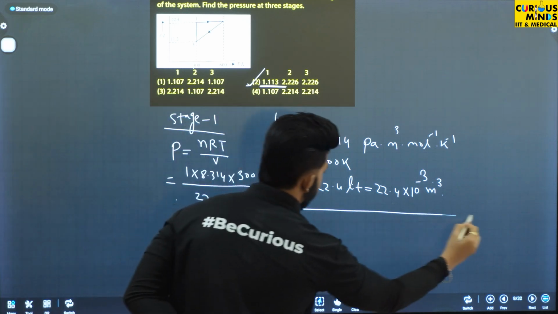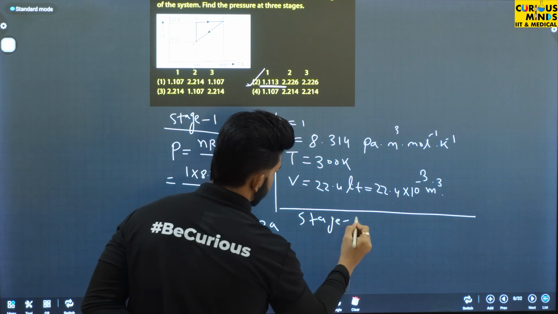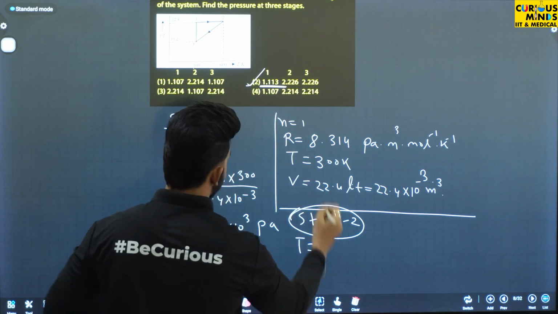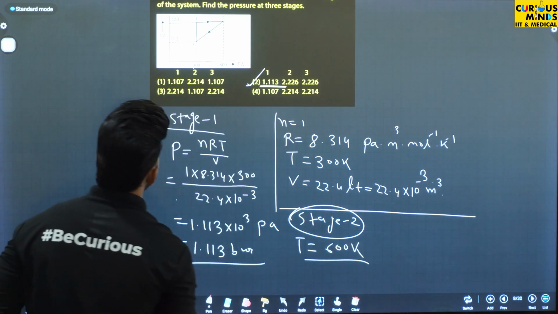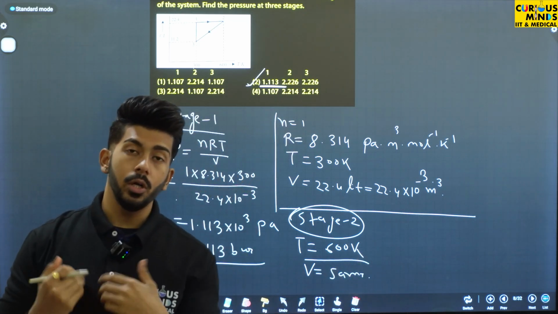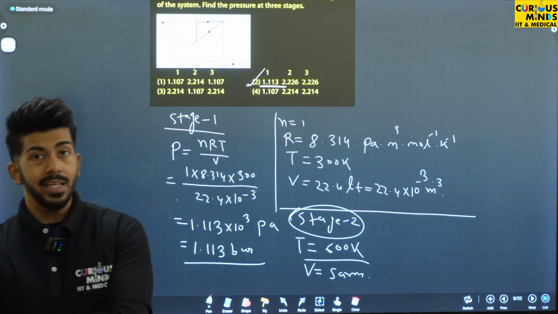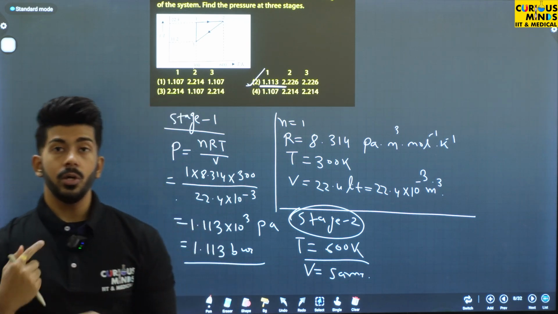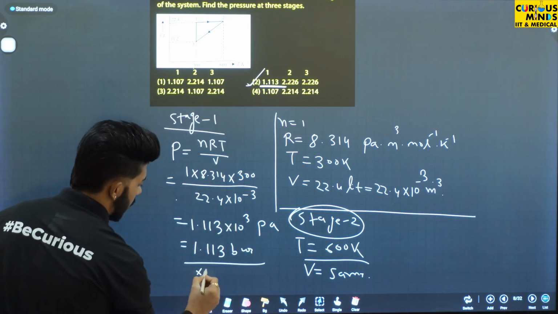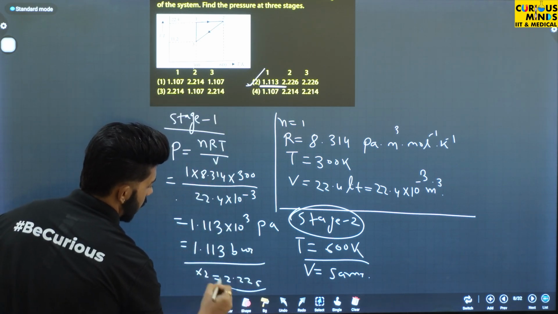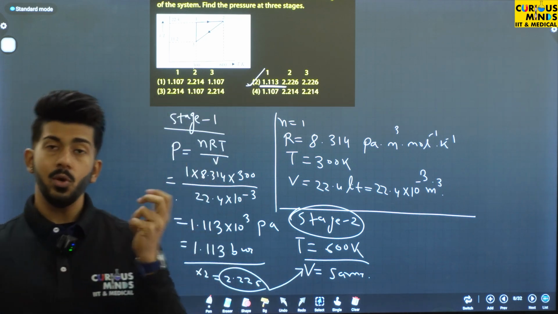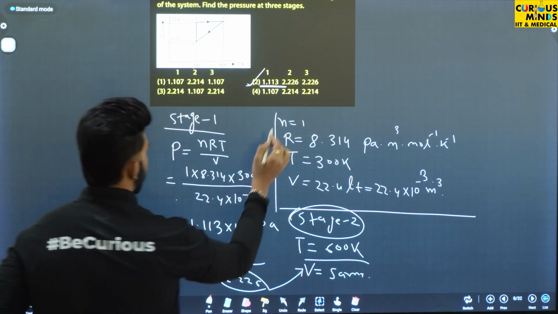So if I just talk about stage 2, what is the pressure? See, the temperature is 600, that means the temperature became double, but the volume is the same. Can you see? For stage 2 the volume is the same, but the temperature got doubled. That means, we know pressure is directly proportional to temperature. So if the temperature got doubled, pressure will also get doubled. So if you multiply 1.113 by 2, it becomes 2.226. This will be your stage 2's pressure. The temperature doubled, but the volume is constant, so obviously the pressure will be 2.226.